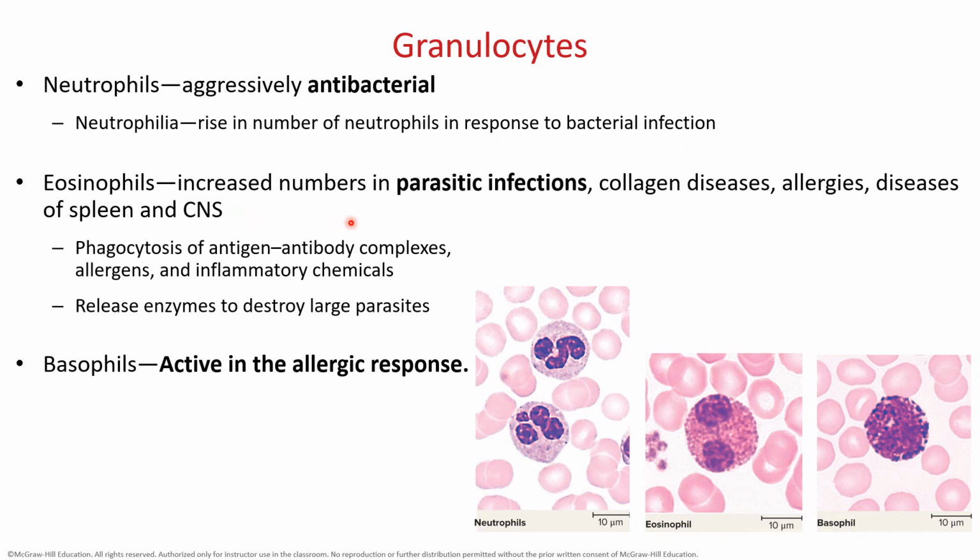Eosinophils are increased in numbers in parasitic infections, also some collagen diseases, allergies, and some other conditions as well. Basophils are very active in the allergic response. And here you can see the different white blood cells. Here are the neutrophils, the most numerous ones. Then you have your eosinophils, sorry, and then you have your basophil right there.